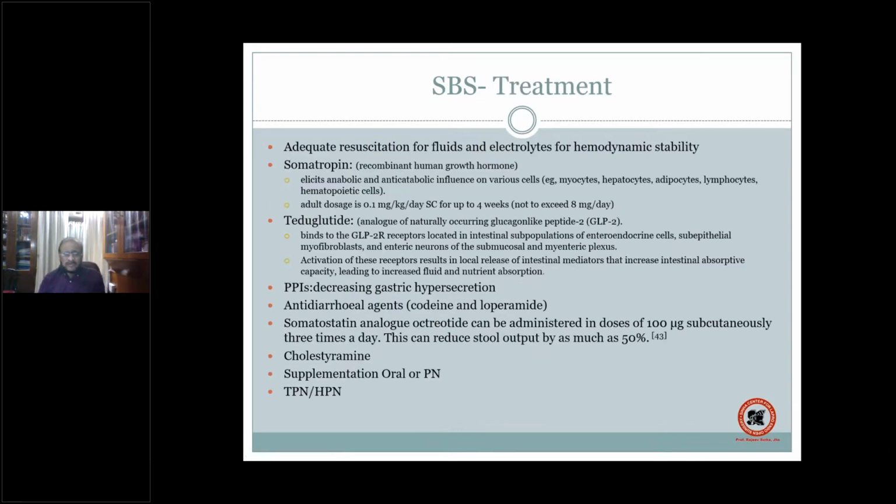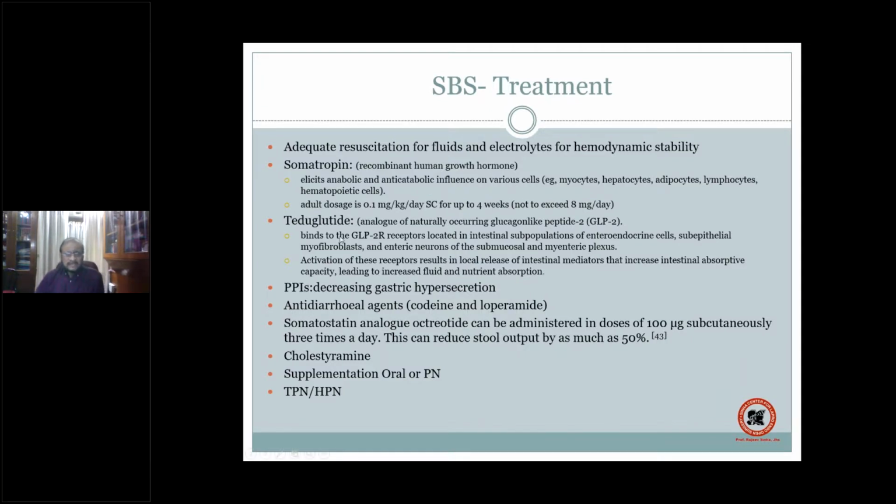For treatment, adequate resuscitation for fluid and electrolyte imbalance has to be done. We're not going to go into the details of that. You know how to replenish sodium, potassium, and the fluid required by the patient. In addition, what can specially be given to this patient? Number one, a recombinant human growth hormone known as somatropin. Remember, it's different from somatostatin. Somatropin has both anabolic and anti-catabolic influence on the various cells. The dose has been mentioned here, you can look it up.